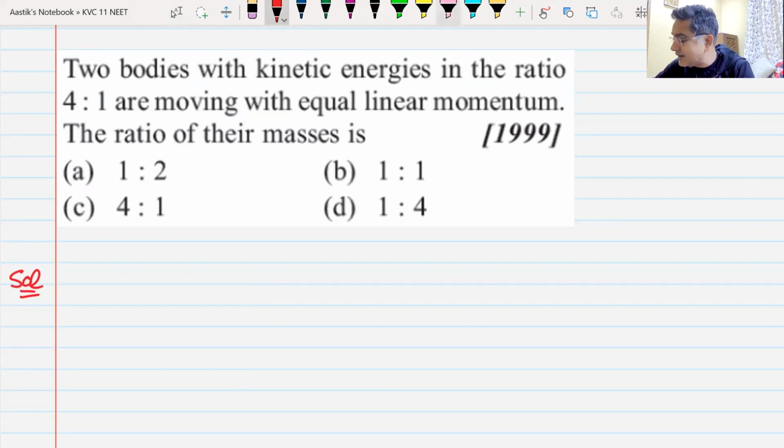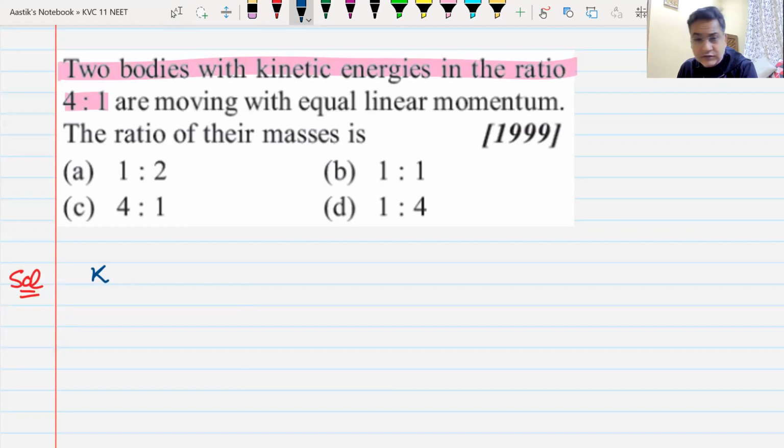Two bodies with kinetic energies in the ratio 4:1. So if I call the first kinetic energy K, the second kinetic energy should be in the ratio 4:1. So the second kinetic energy becomes 1/4 K. Do we understand this? If one is K, the other one is 1/4 K. They are moving with equal linear momentum.